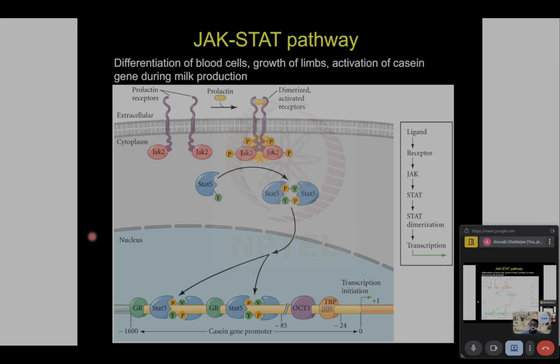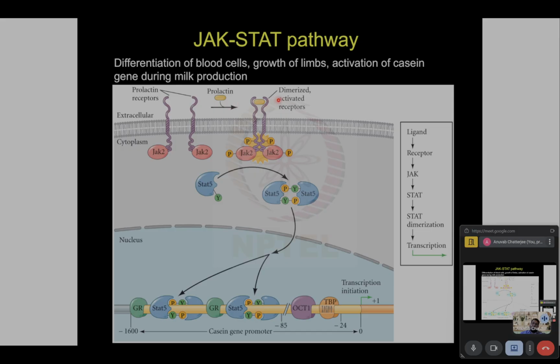Okay, let us look at the JAK-STAT pathway. This pathway is a variation on the RTK receptor pathway but works very similarly, and helps in differentiation of blood cells, growth of limbs, and activation of casein during milk production. So how does it work? The starting is almost the same.